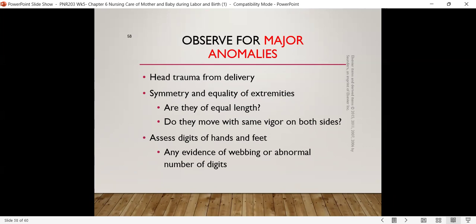The caput succedaneum is usually the back of the head, occipital area, and it's a collection of fluid. All right. The cephalhematoma is usually on the side of the head, and that's a collection of blood underneath the scalp. Again, those are things from maybe mom's pushing, maybe prolonged pushing. Things can happen. Trauma can happen. We try not to let it happen during the labor and birth.